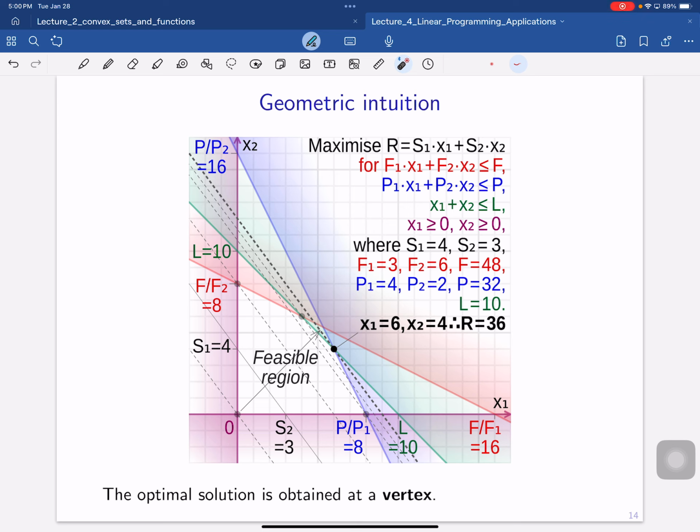Actually, we will show you in the next lecture, there exists a vertex that is optimal for the linear program. So if a linear program is feasible and bounded, you can show that there always exists a vertex that is optimal. In fact, in this example, that vertex is unique. Okay. So when is a solution non-unique in this particular problem?